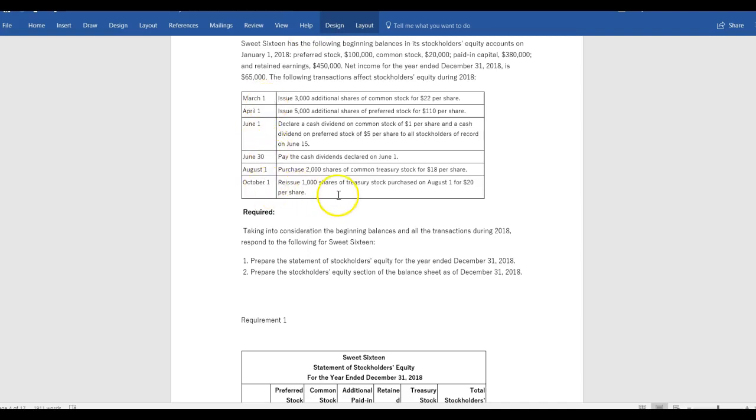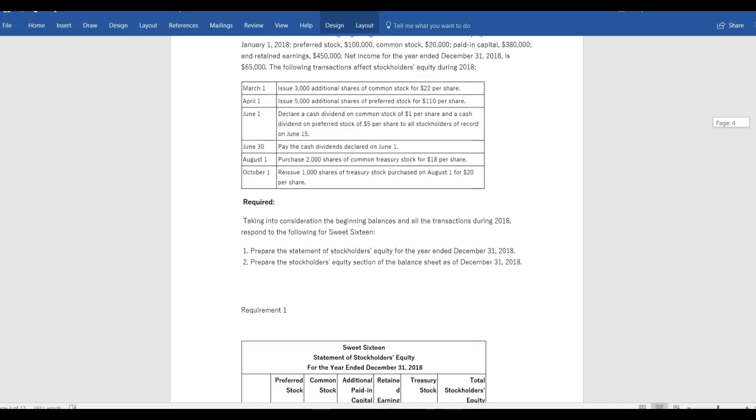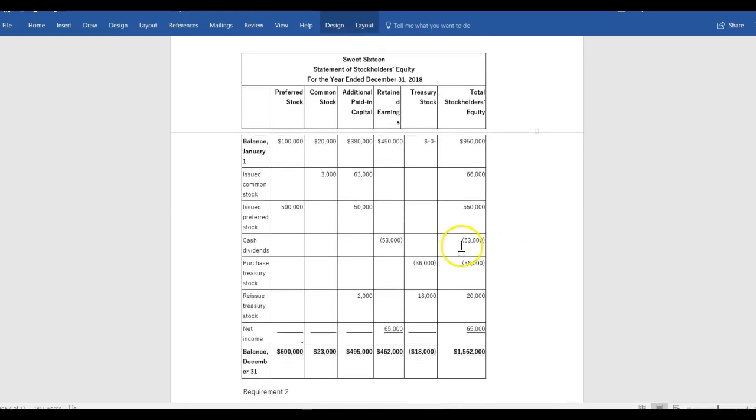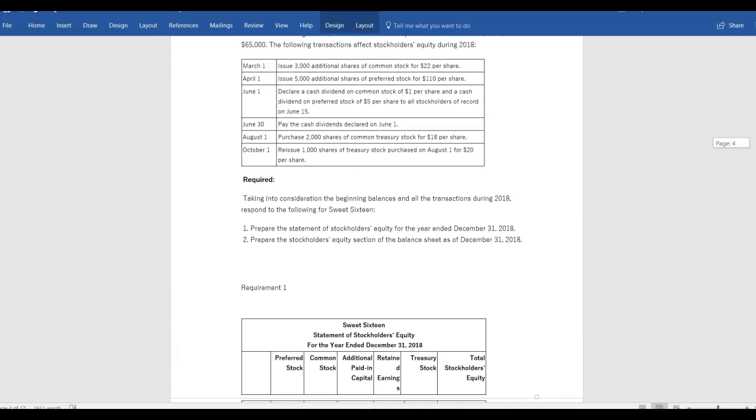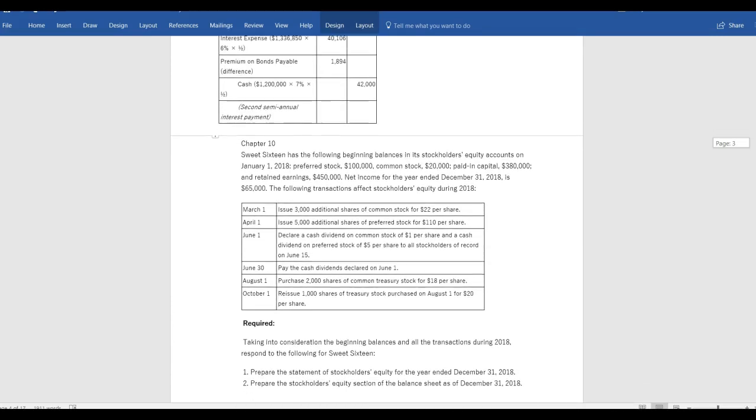Then it tells us we reissued 1,000 shares of treasury stock purchased on August 1st for $20 a share. Now remember, if we bought it for $18 and turned around and reissued it for $20, we are going to show that $18 per share would fall under the treasury stock, and the remaining of that is going to be under paid in capital.